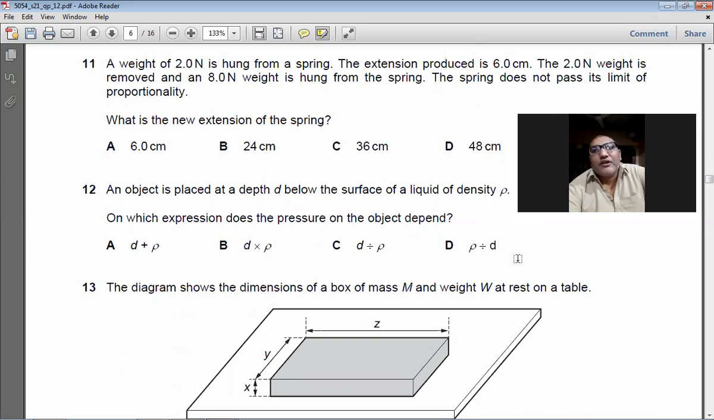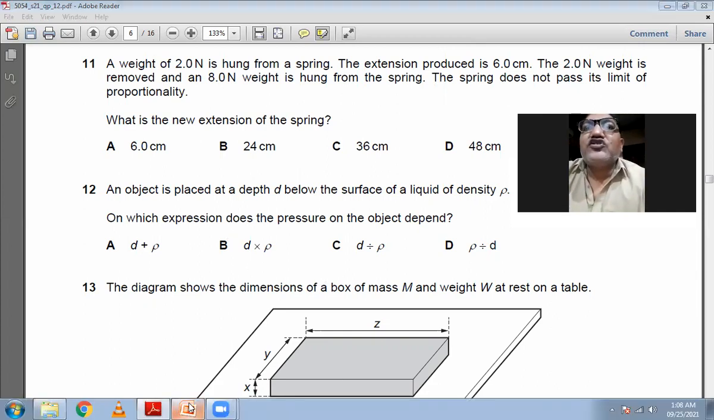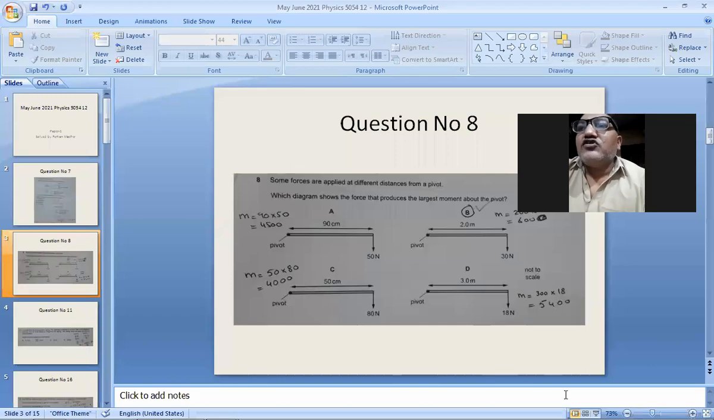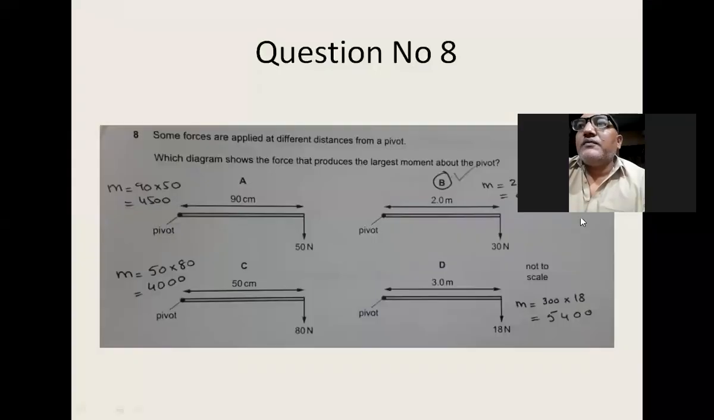So very simple question. You know, the extension and the load, they are directly proportional to each other. Here, when the load is 2 Newton, the extension is 6 centimeter. When the load will be 8 Newton, what will be the extension? That is a very simple question. Let me show you. I have done this on a paper. So here we go.